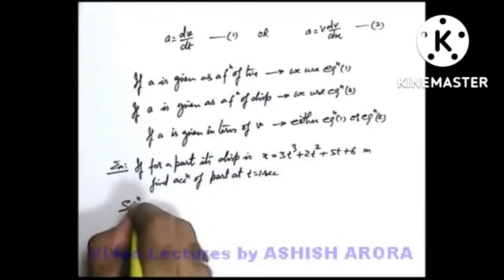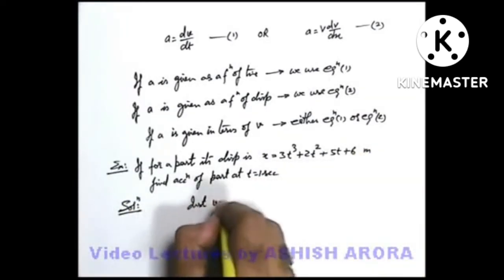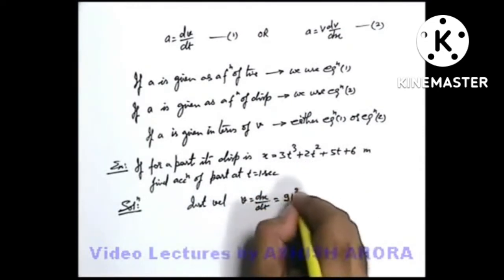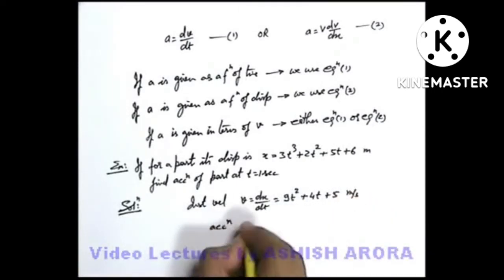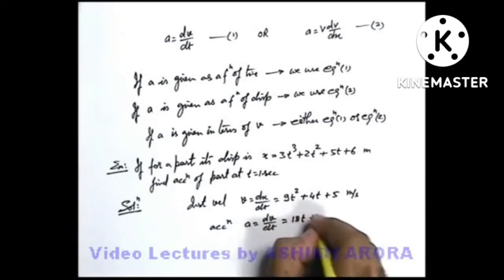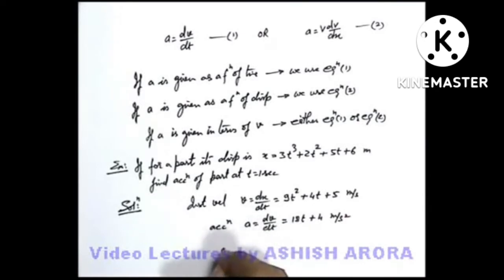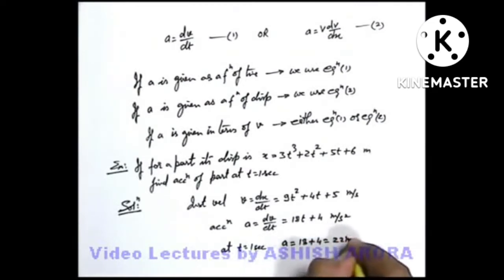If we are required to find the acceleration, we need to differentiate twice. If this is the displacement, we can calculate instantaneous velocity as dx by dt. If we differentiate it, it will give us 9t square plus 4t plus 5, in meters per second. And if we find acceleration, it is dv by dt, so once again we differentiate it, and it will be 18t plus 4 meters per second square. We are required to find acceleration at t equals 1 second. If we put t equals 1, it is 18 plus 4, that is 22 meters per second square. This will be the answer to this question.